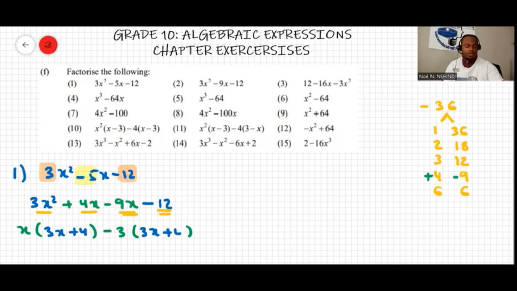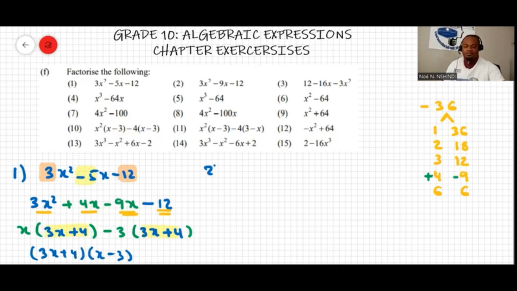Now that we do have this and this common, note that those two must be common. If they're not common, it means either we selected the wrong factors over here, or we didn't factorize properly from line 2. Because they're common, we can just take 3x plus 4 as a common factor. So this will be 3x plus 4 times x minus 3. Now we don't factorize this further.